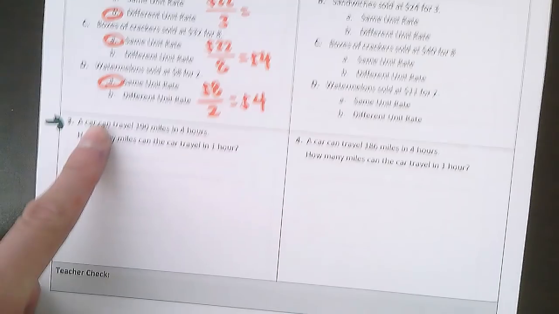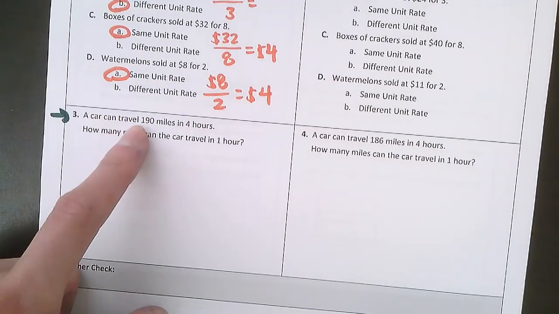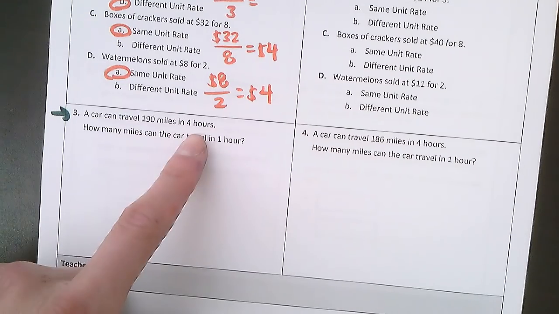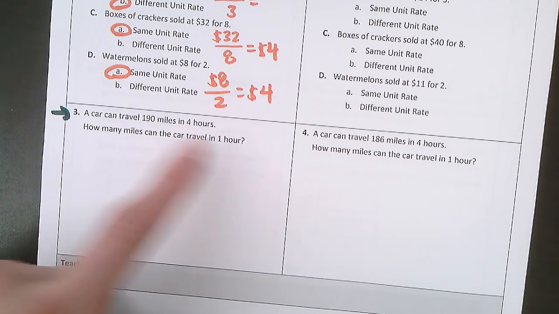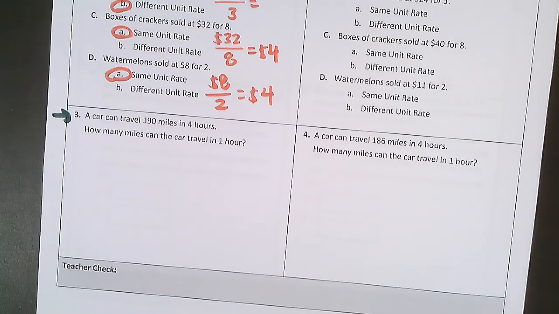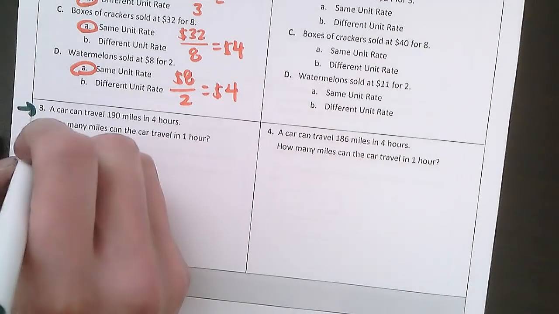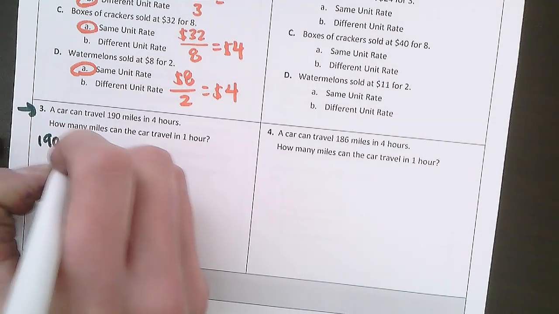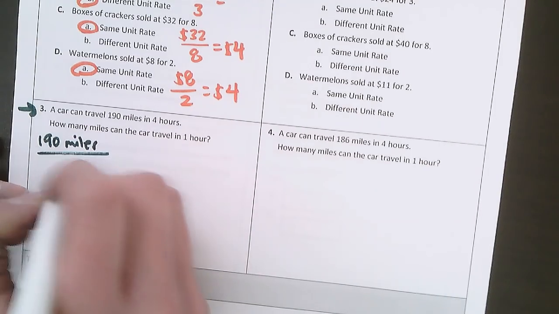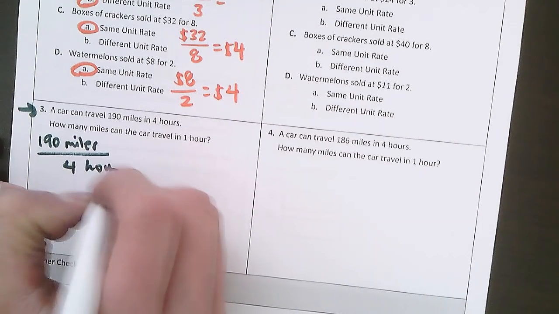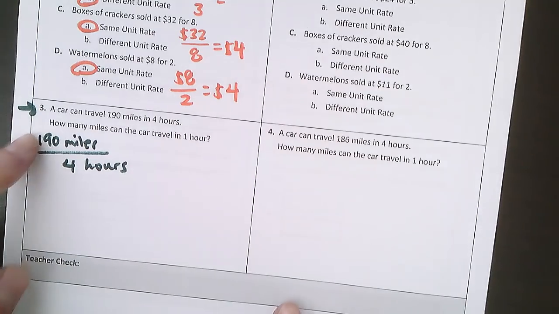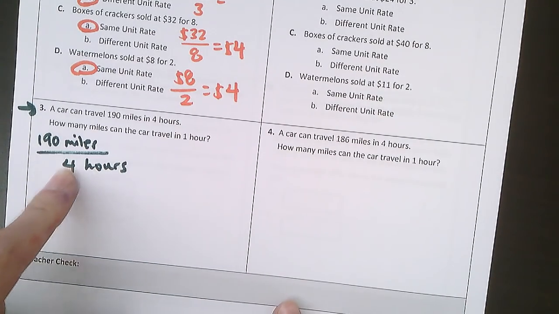A car can travel 190 miles in 4 hours. How many miles can their car travel in 1 hour? So the unit rate this time we're figuring out is how many miles for 1 hour. And we can do the division. If it's 190 miles and it goes 4 hours, that's the same thing as 190 divided by 4 to figure out how much in 1.